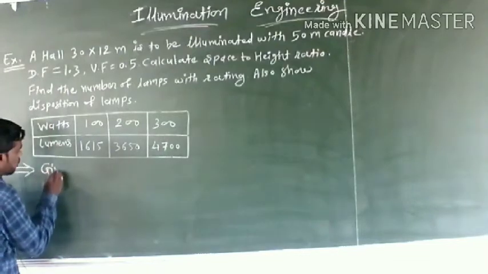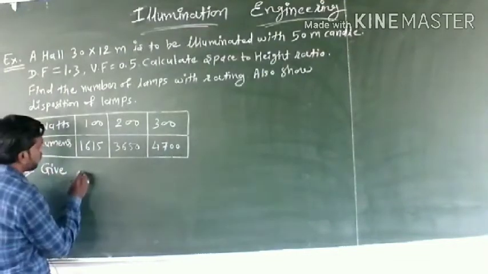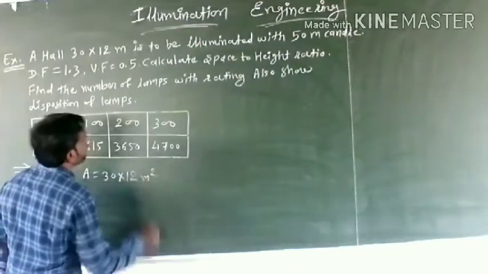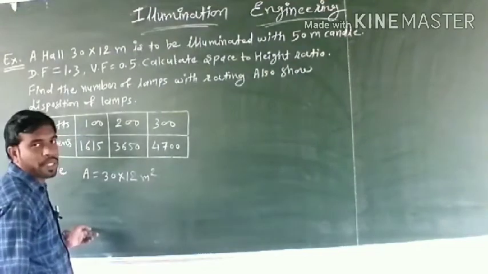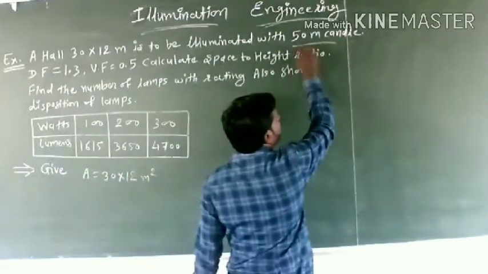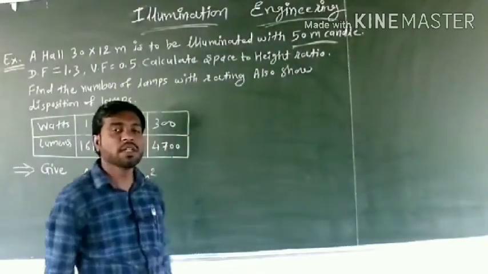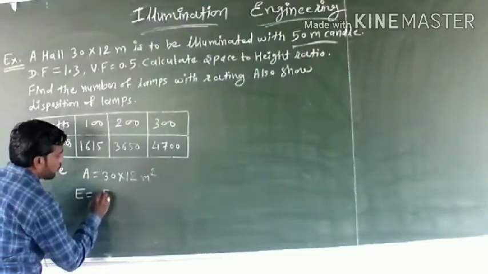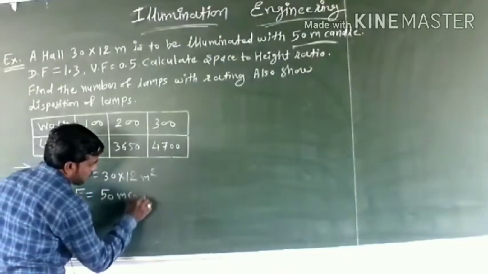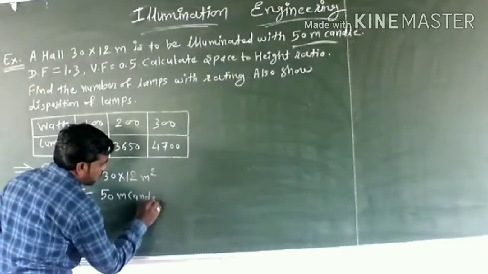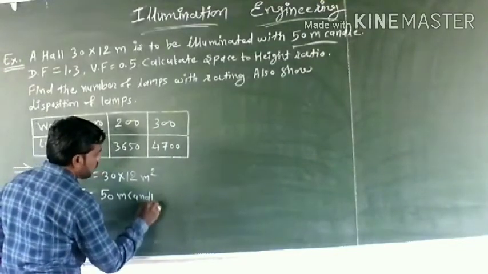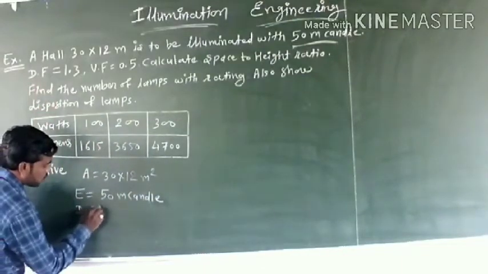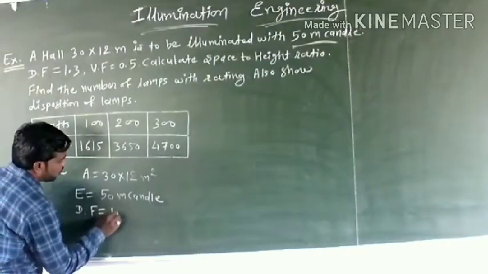So here the area is given, that means hall 30 by 12 square meter is to be illuminated with 50 meter candle. 50 meter candle is nothing but the illumination. So here illumination E is equal to 50 meter candle. The next, D up stands for depreciation factor. So here D up is given 1.3.